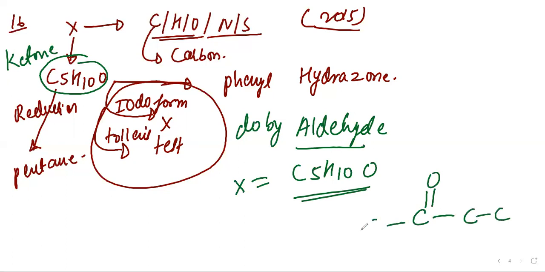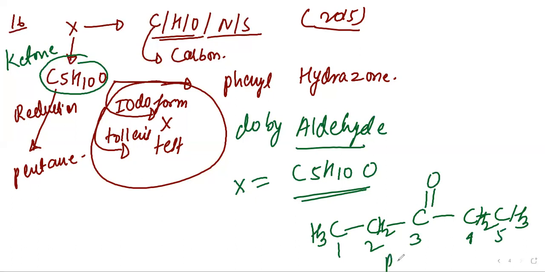So the ketone is C double bond O. How many carbons are there? 5. So I will write 2 on the left and 2 on the right, and the middle one forms the ketone. So this will be CH3, CH2, and this is CH2, CH3. Right, so this will be the structure of X. So the name should be given, right? 1, 2, 3, 4, 5. This is your pentane, so this will be your pentanone, 3-one. Why am I writing 3?